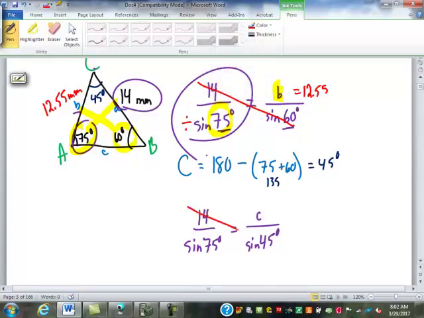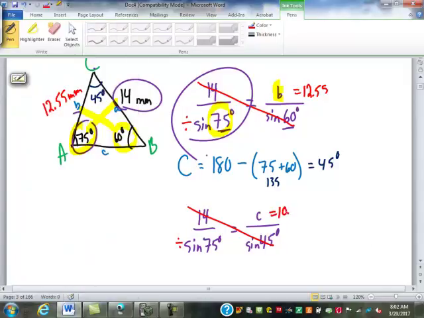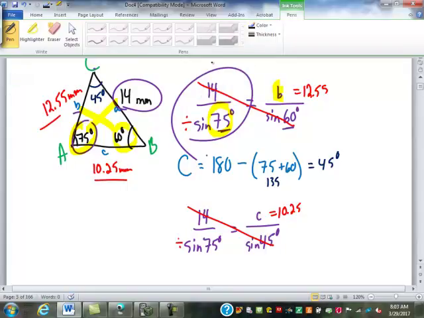So now once again, cross multiply and divide. So 14 times the sine of 45 degrees divided by sine of 75 degrees. We get 10.25. So this is 10.25 millimeters for c. Is this geometry? Geometry and trig, yeah. So now that was the simplest case where we know two angles and one of the opposite sides.